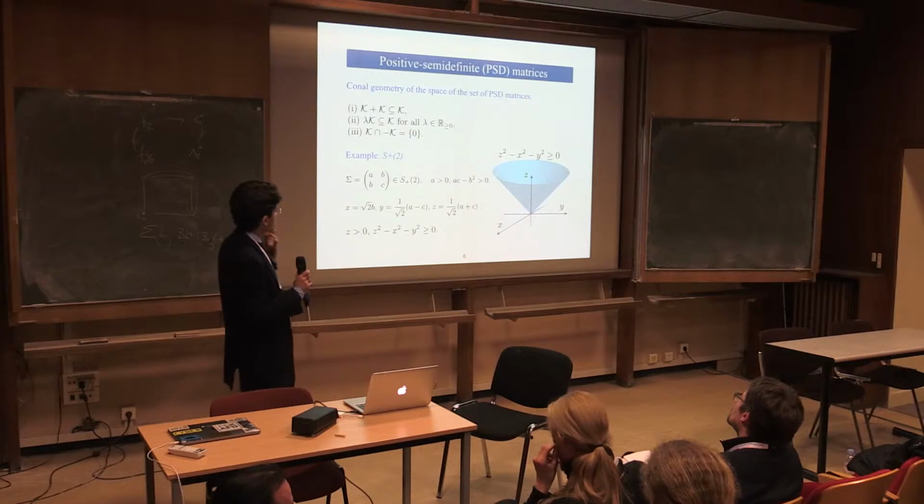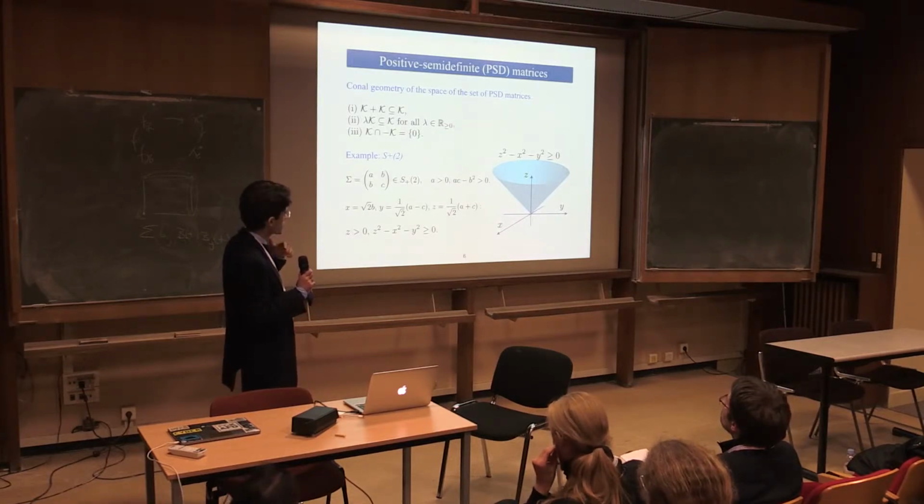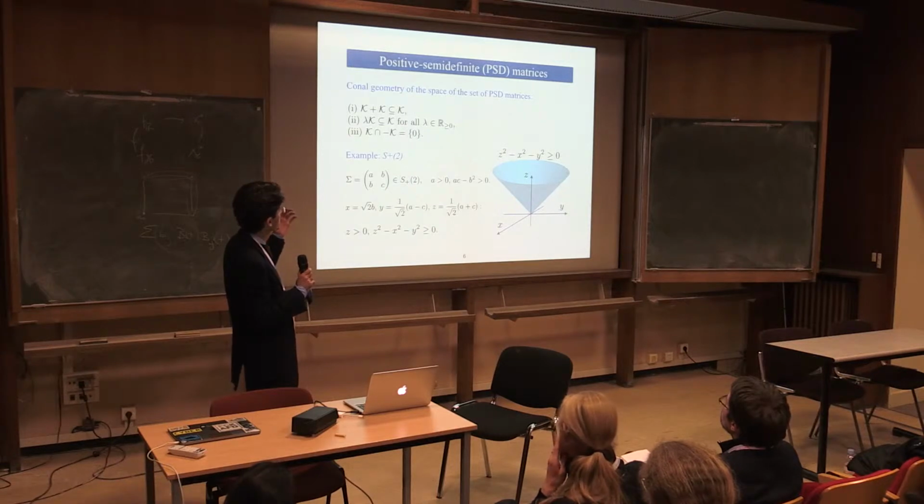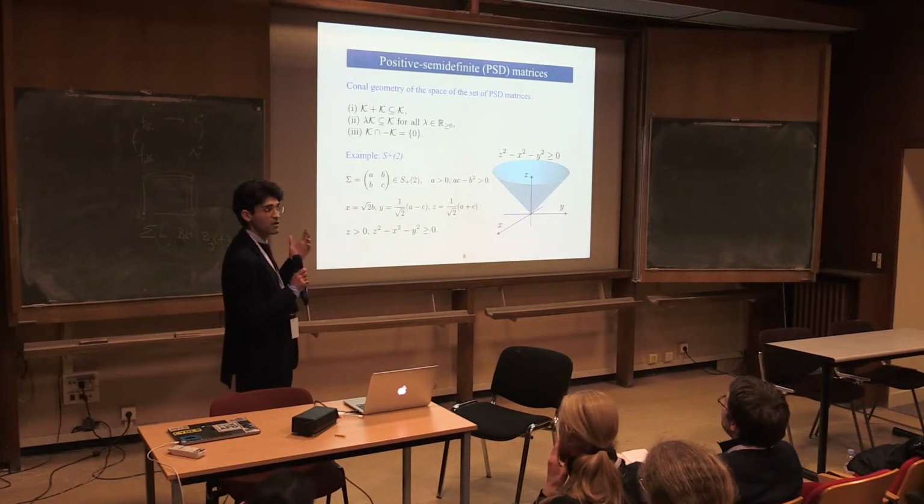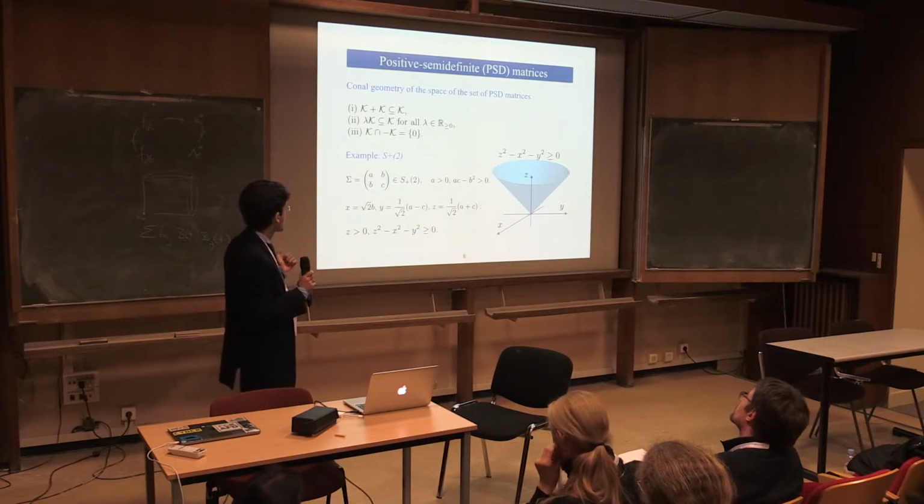To answer this, the first observation we are going to use is that there's a conic geometry associated to S plus n. Specifically, the set of positive semi-definite matrices satisfies all of the properties of a closed convex cone, and the interior of this cone is the set S plus n.